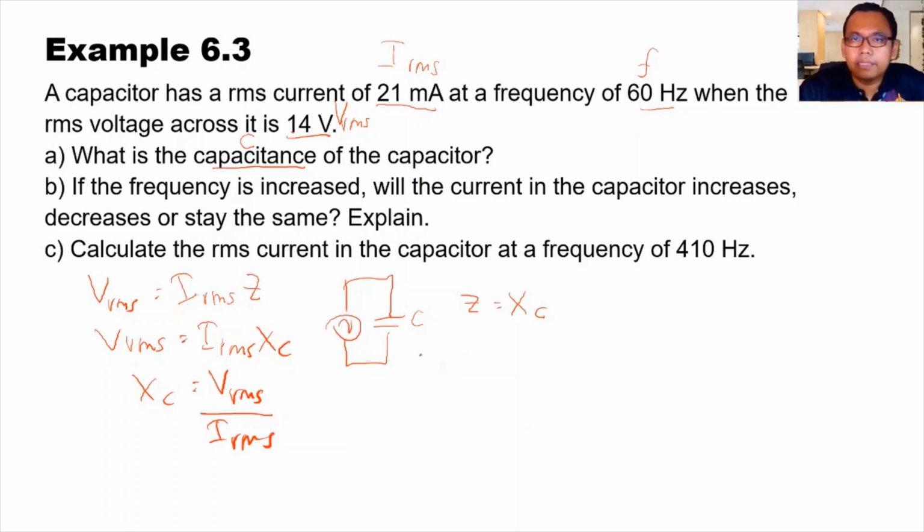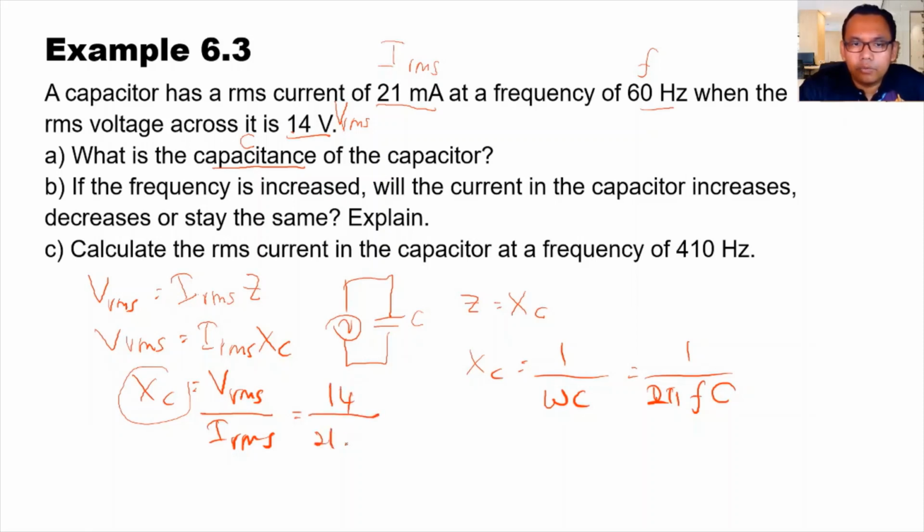The question asks us to find the capacitance. We can get the capacitance from the capacitive reactance, where XC is equal to 1 divided by omega C, 1 divided by 2 pi frequency capacitance. So that means we have to find XC first. XC is equal to 14 divided by 21 times 10 to the power of negative 3, and we get the answer 666.67 ohm.